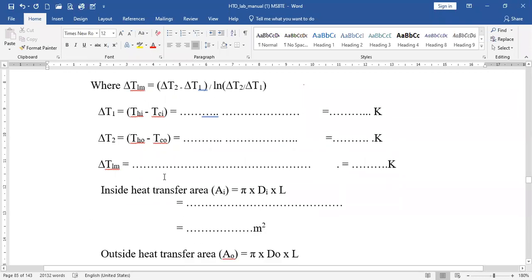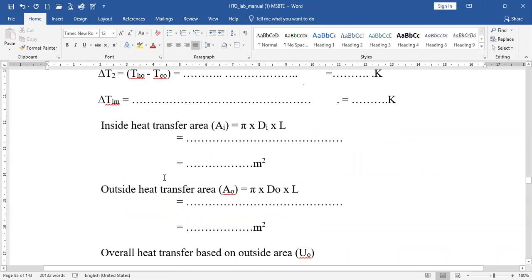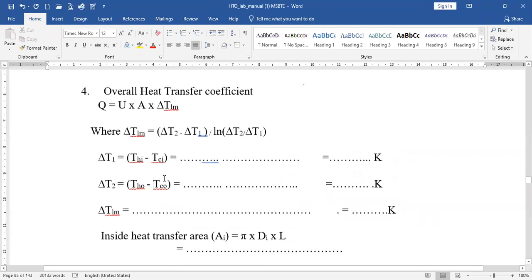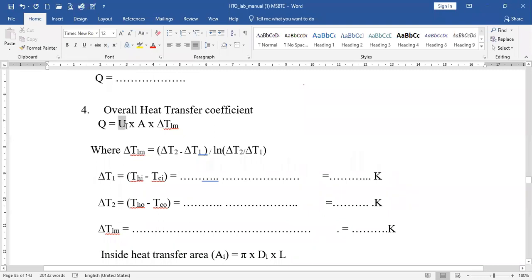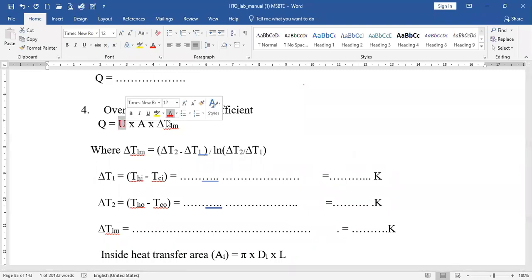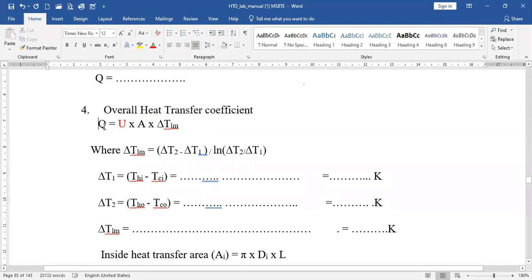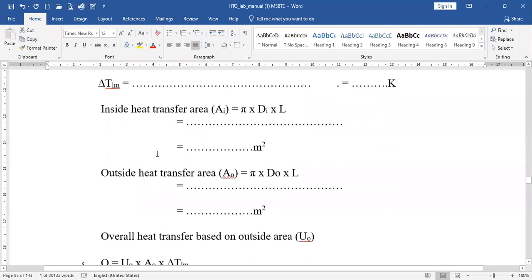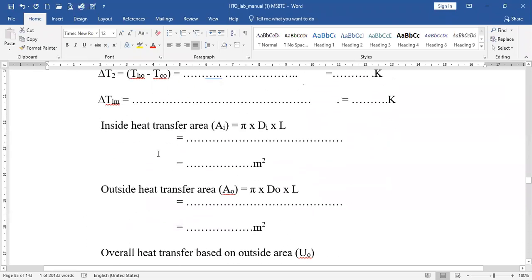log mean temperature difference. Now there is another parameter that we have to calculate, because if you observe, this is U, that is our target, right? So for calculation of U, we must know Q. That Q calculation we have already discussed. Now we must know the delta TLM that we have discussed just now, and then the area of heat transfer. For the area of heat transfer, the inside area can be calculated with the help of the pi dl formula.